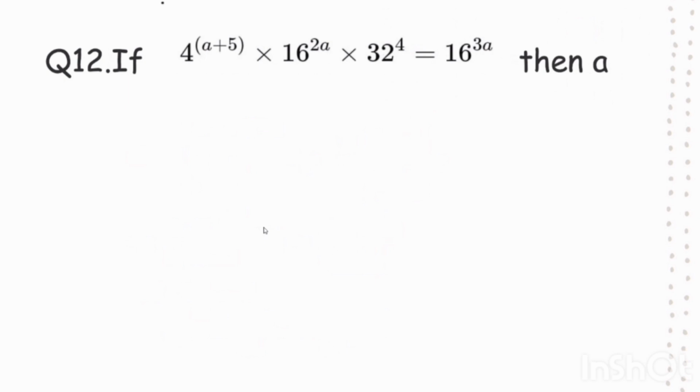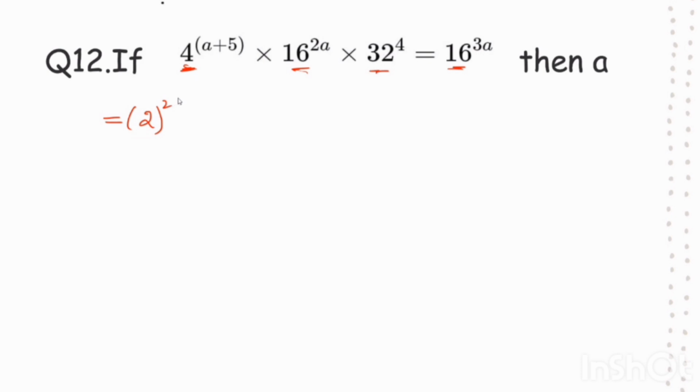We have to find the value of a in this expression. Here all those bases are different, 4, 16, 32, and the common base is 2. So let us simplify this total expression with base 2. Now we can write 2 raised to the power 2, squared. 4 we can write as 2 squared, and 4 raised to the power a plus 5.